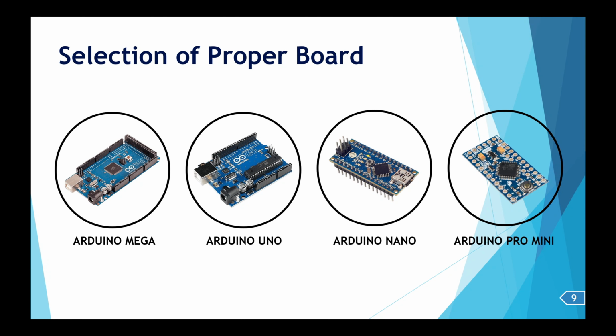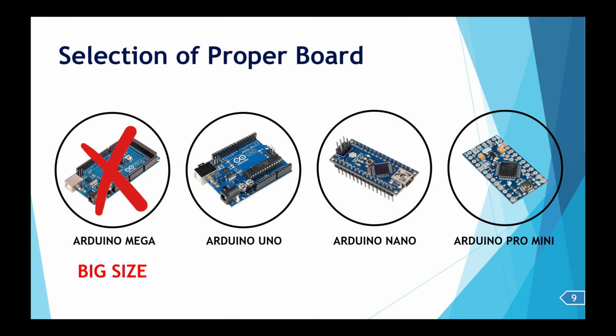The first Arduino board available in the market is called Arduino Mega. Now Arduino Mega is very useful for our project. But the problem with the Arduino Mega is that it is very large and the size cannot be reduced. So that's why we rejected the Arduino Mega due to its big size.